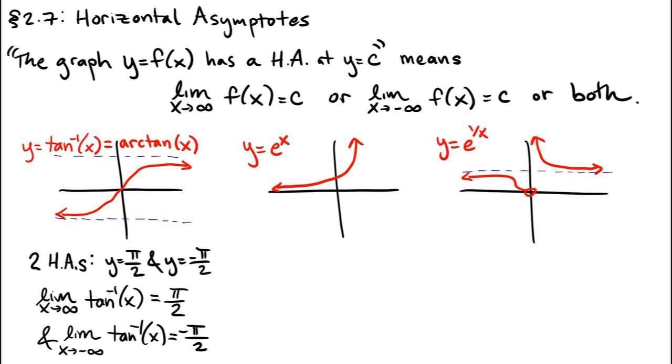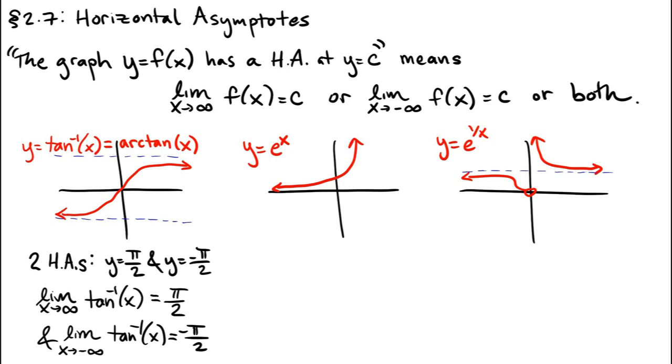The inverse tangent or arctangent of x has two horizontal asymptotes. When you take the limit as x goes to infinity, you get pi over 2. So there's a horizontal asymptote y equals pi over 2. And when you take the limit as x goes to minus infinity, you get negative pi over 2. So y equals negative pi over 2 is another horizontal asymptote.